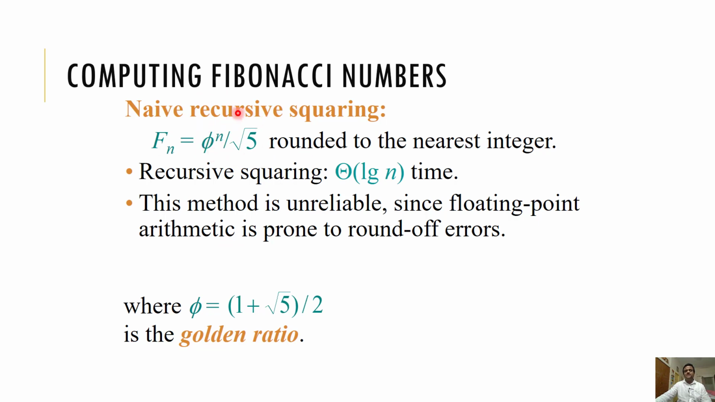And the Fibonacci number must be an integer. But (1 plus root 5) by 2 is a real number, and root 5 is also a real number. So, they are not integers at all. But the Fibonacci number Fn is an integer for any n. So, we have to round this value to the nearest integer. This is squaring a number, but here it is squaring a real number, and there is a problem with that. When we do this multiplying, then we have to think of rounding off how many points.